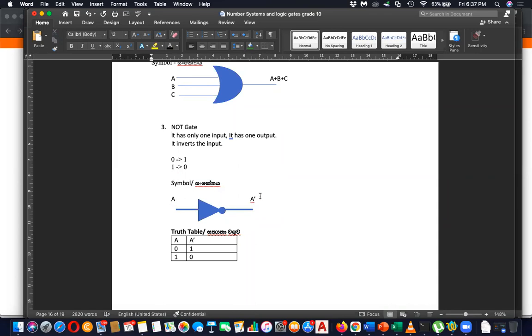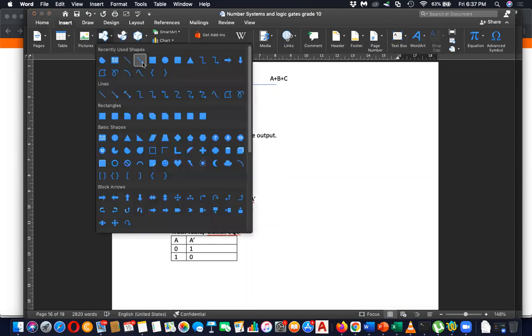So you write A not as A dash. Some places it's there like A bar.